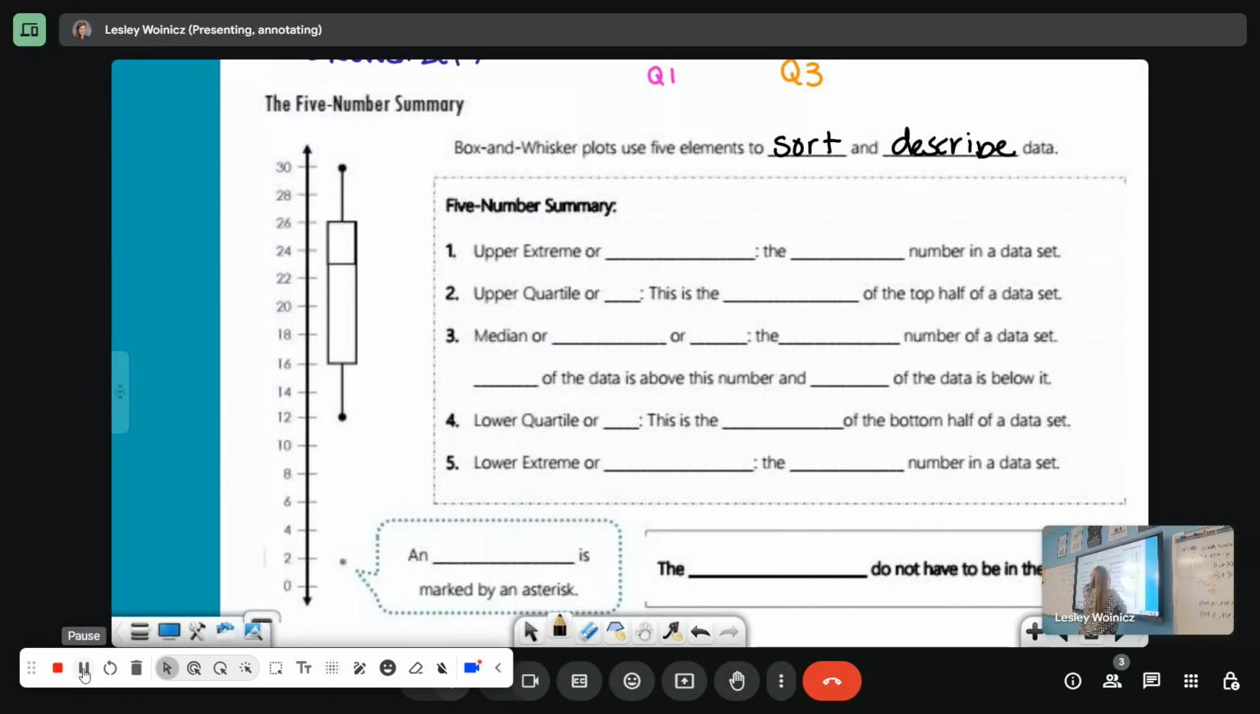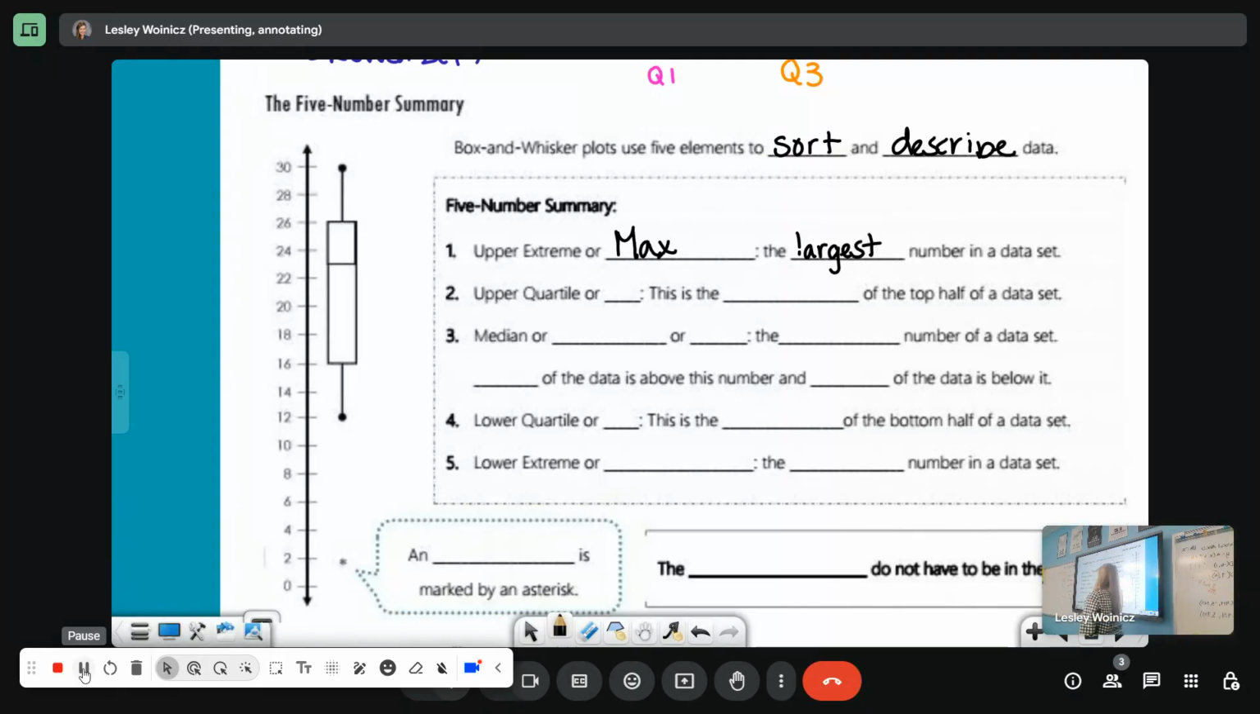The upper extreme, or the max, is the highest number in a data set. I'm having trouble spelling highest, so I'm just going to write largest. Now I'm having trouble writing largest. It's been a long day.